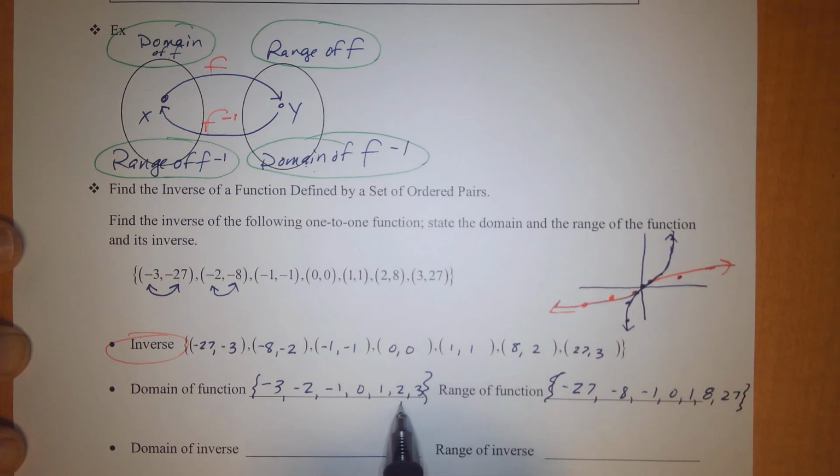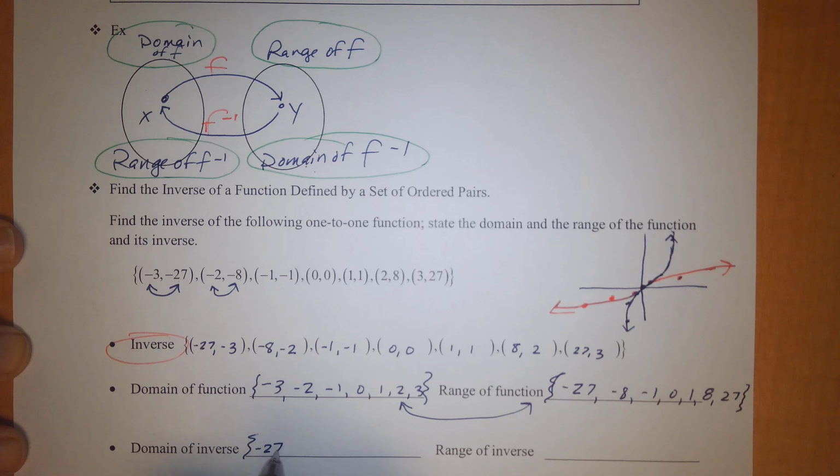Now those are going to flop, and the range of the function becomes a domain of the inverse, because the y of the function becomes the x of the inverse. The range of the inverse comes from the domain of the function.